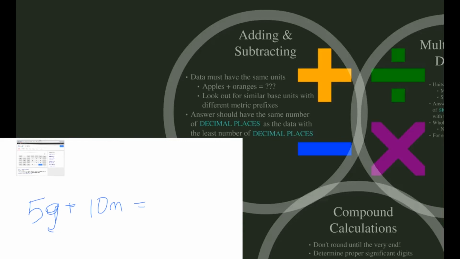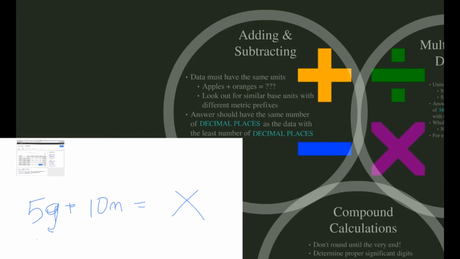I want you to write down this example, and this is part of your notes that you'll turn in. You don't have to take extensive notes, just the examples. Okay, so first one was that density calculation. The second one here, 5 grams plus 10 meters doesn't make sense. You can't do that. Okay, you got to have the same units.